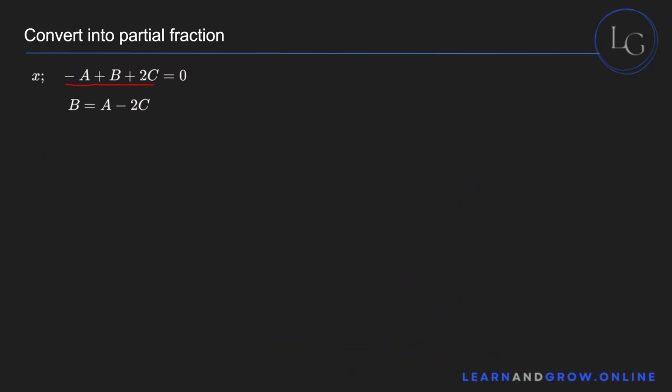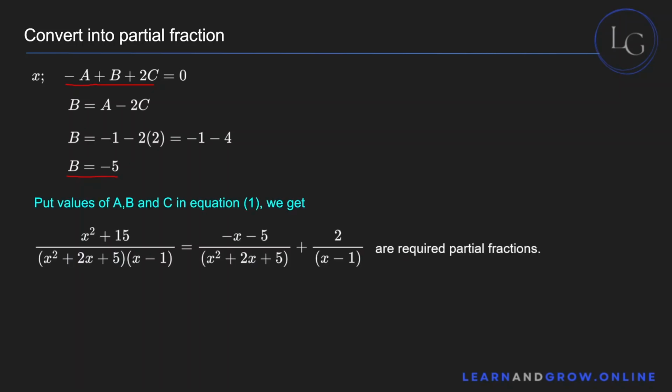We already found the values of a and c. So when you plug in those values, you'll get the value of b as equal to minus 5. Now we found the values of c, b, and a. When you plug in those values, you get these partial fractions. And so you've resolved the original fraction given in the question into its partial fractions.